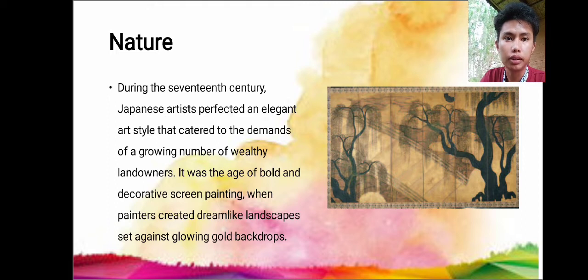Next is nature. During the 17th century, Japanese artists perfected an elegant art style that catered to the demands of a growing number of wealthy landowners. It was the age of bold and decorative screen painting, when painters created dreamlike landscapes set against glowing gold backdrops. So they are using decorative screens set against glowing gold backdrops.